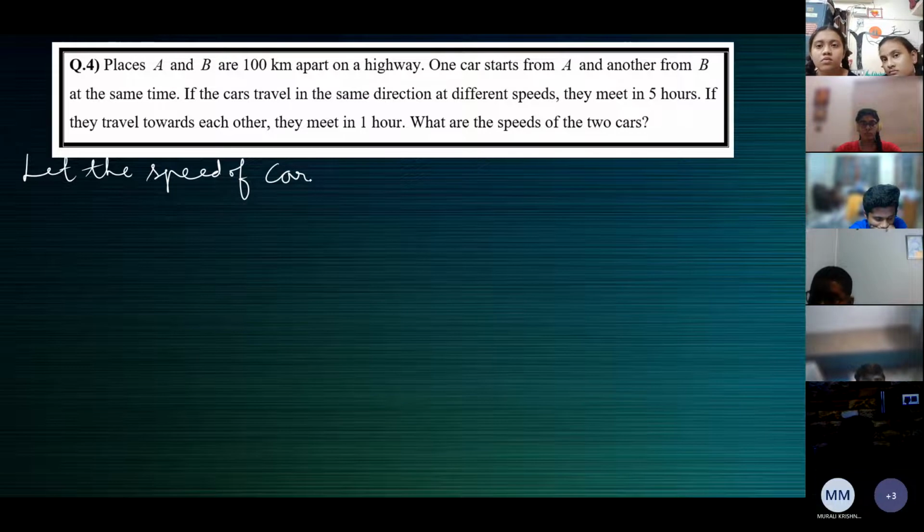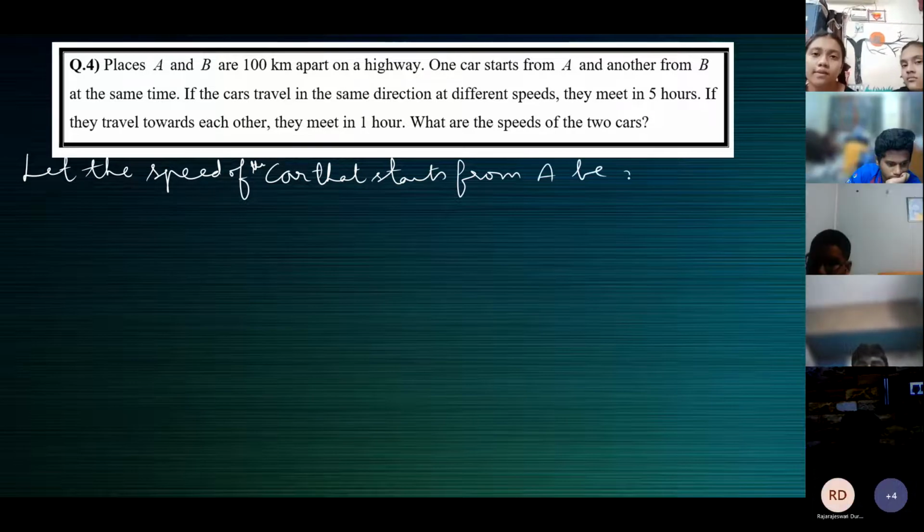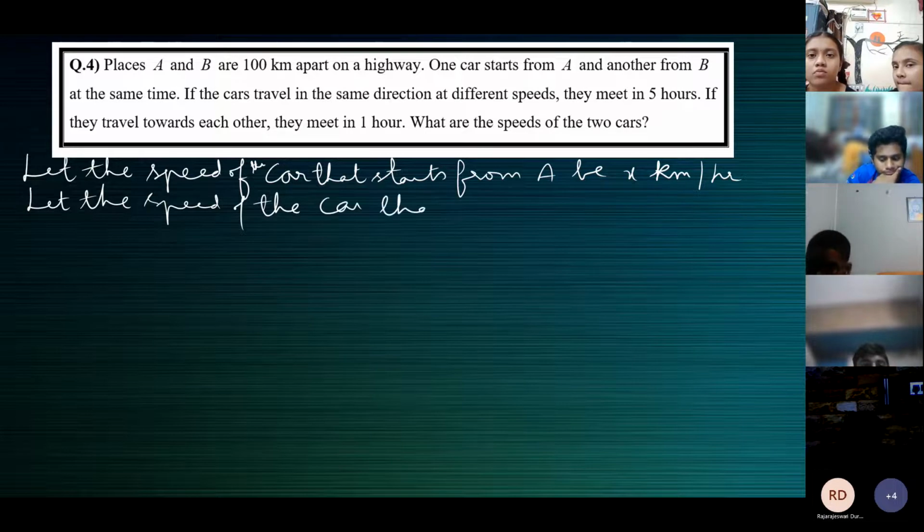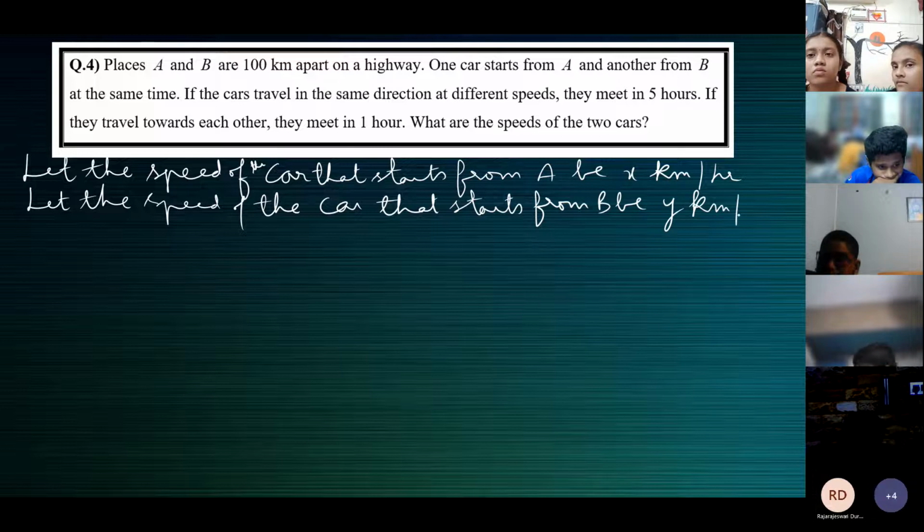Okay, so let the speed of the car that starts from A be x kilometers per hour. Let the speed of the car that starts from B be y kilometers per hour.